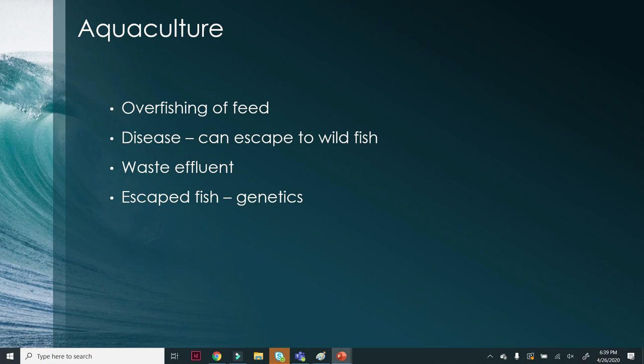There's also a lot of promise in aquaculture, and this is a lot of what happens in the ocean. You have trade-offs. You have good things and you have bad things, and so as a society, we need to manage all of these things so that the good things outweigh the bad things.